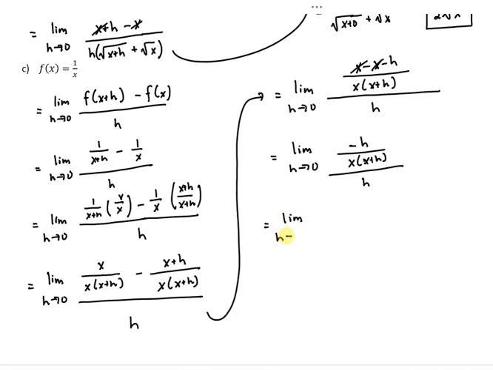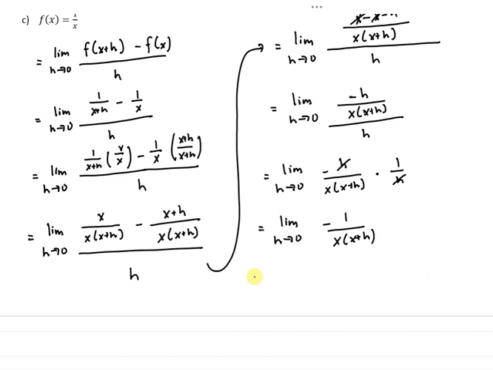which is the limit as h goes to 0 of, I'm going to multiply by the reciprocal of the denominator, so times 1 over h. Now it's clear that my h's cancel, so I get the limit as h goes to 0 of negative 1 over x times x plus h. Now I can plug in my h, so I get negative 1 over x times x plus 0, which is just negative 1 over x squared.